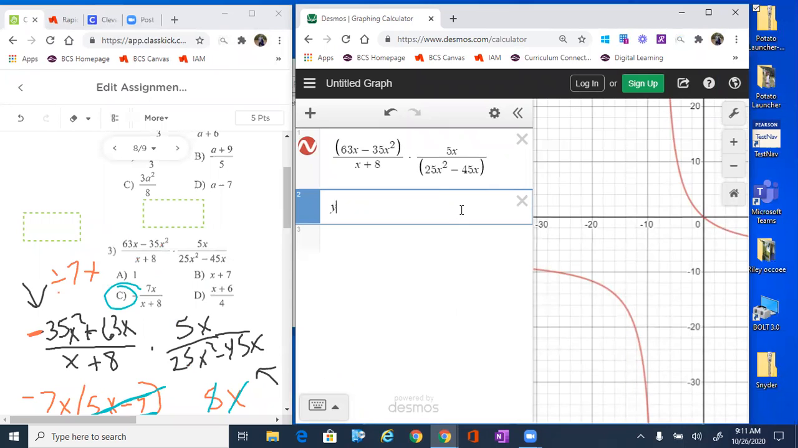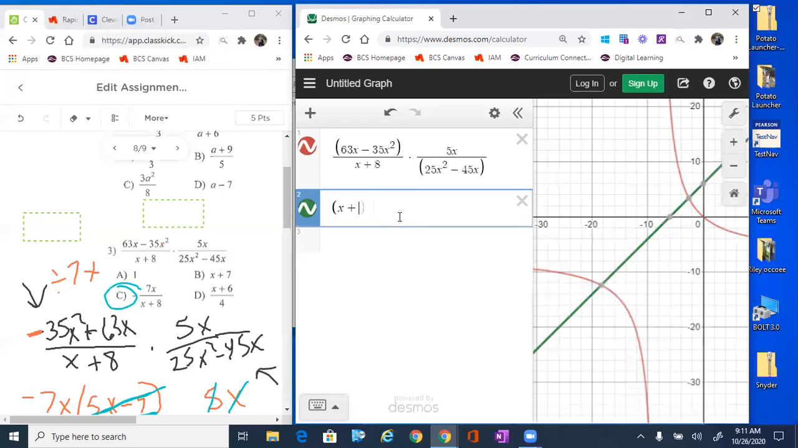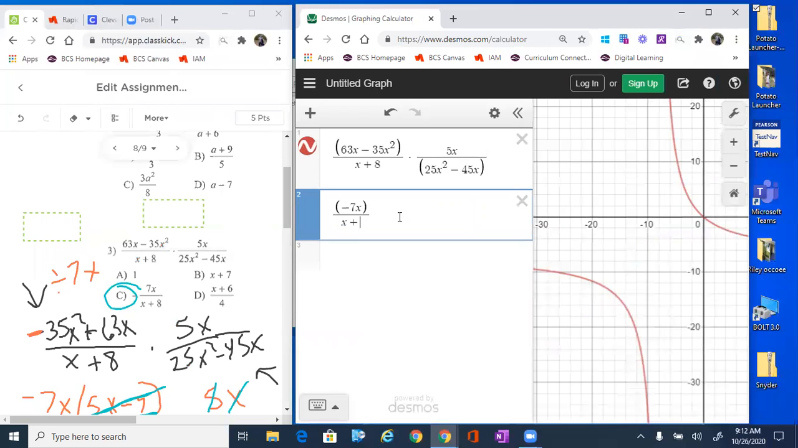So the first one was y equals 1, or the answer is 1. Well, that doesn't line up, so that doesn't work. Okay, then I'm going to go to the next one, x plus 7. Well, guess what? That doesn't line up. Let's go to D and look at that one, x plus 6 divided by 4. That doesn't line up. Okay, and so let's go back to our original answer and see if it lines up. Negative 7x divided by x plus 8.